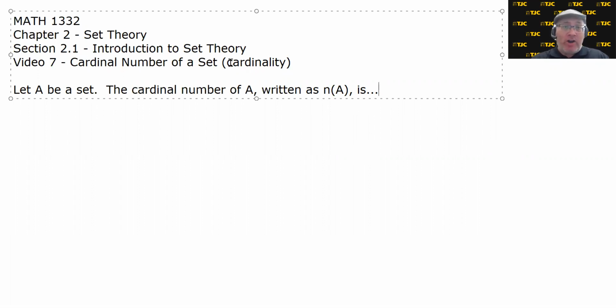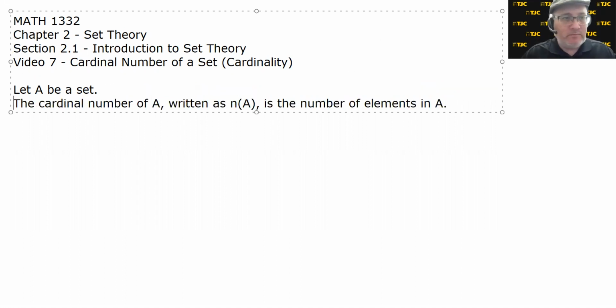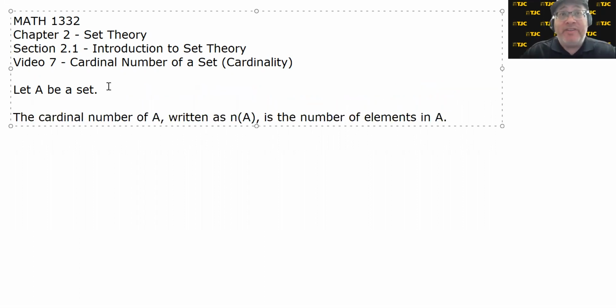So what do I mean by the cardinality of a set, or the cardinal number of a set? Well, it's a pretty straightforward definition. Let's start with a generic set called A. Let A be a set. The cardinal number of A, written n(A), is the number of elements in A. That's all. Cardinal number is simply the answer to the question, how many elements do you have?